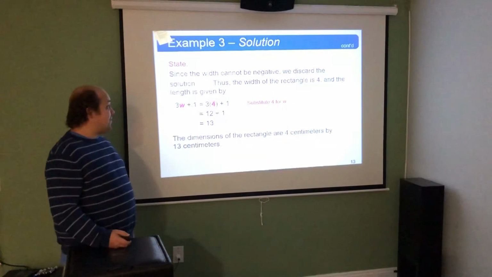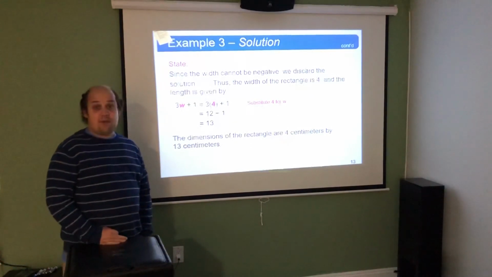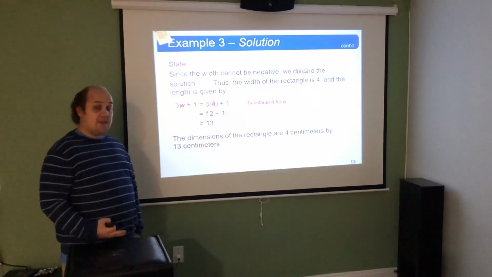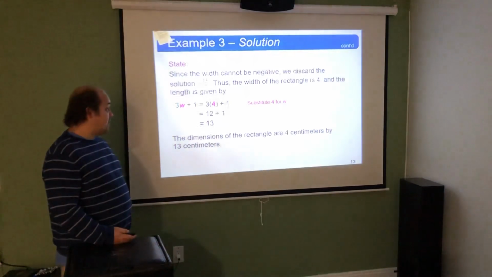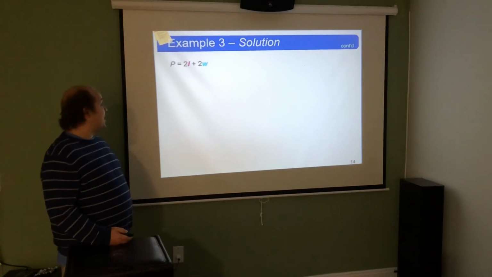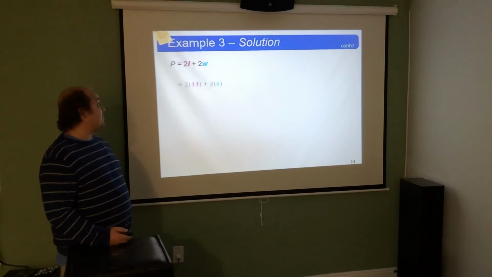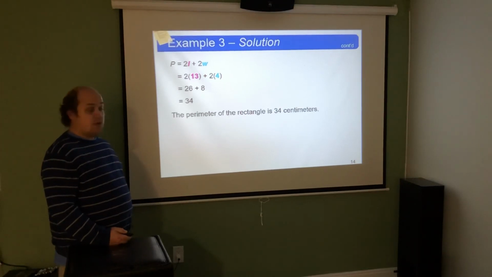Here they go one step further and say if I have those dimensions, I can use a formula for perimeter to find the perimeter. Specifically, the perimeter of a rectangle is 2 times the width plus 2 times the length. So they go to the extra step of saying, well, let me take 2 times 13 plus 2 times 4. That would give me 26 plus 8, which gives me a final answer of 34 for the perimeter.